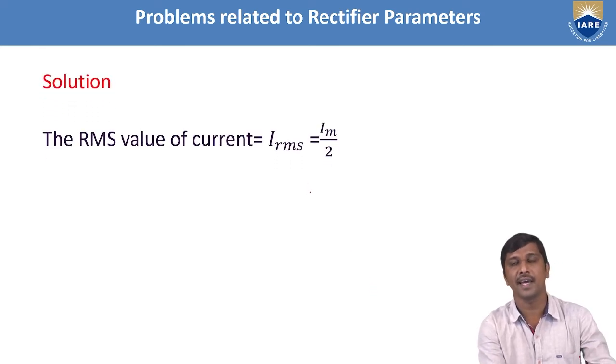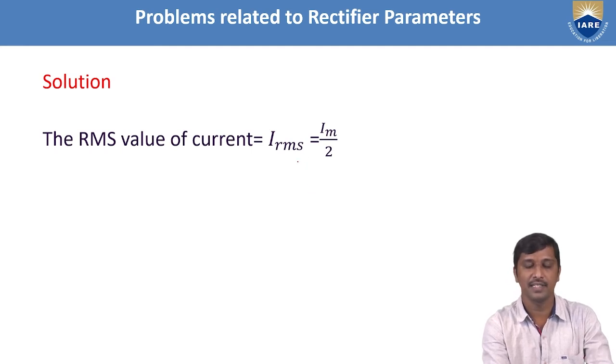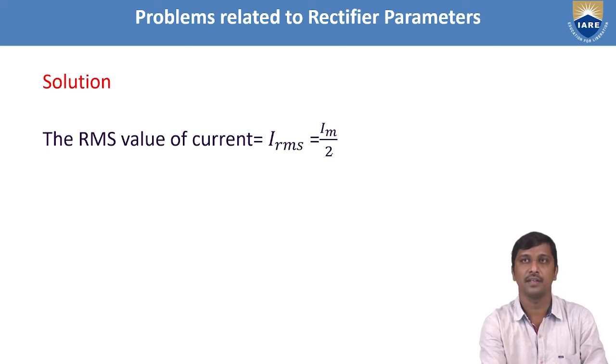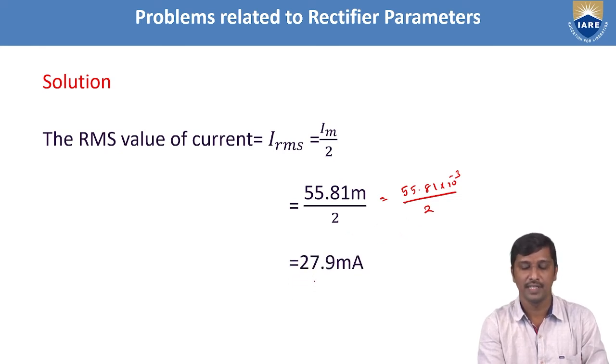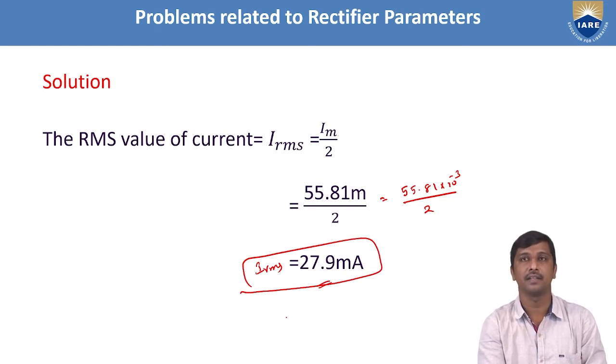Now we need to calculate the RMS value of current, IRMS. What is the relation between IRMS and Im? We know that IRMS is Im divided by 2, where Im is again the peak current. Now we substitute the Im value: 55.81 into 10 to the power of minus 3, divided by 2. This ratio gives 27.9 milliamperes. So this is your IRMS, the RMS value of current.